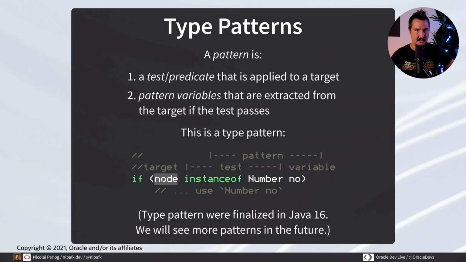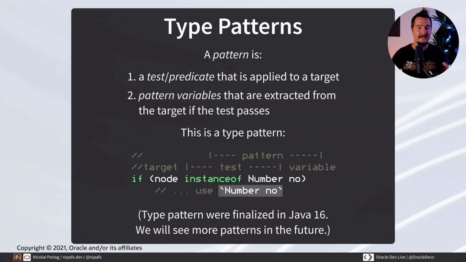So node is the target. We take node as a variable, as a target. We make this instanceof check. That's the test. It could be a number or it might not be a number. Two different outcomes. But if it is, we extract something from this variable. In this case, we get a new variable, which for a type pattern is the exact same instance. No is the same instance as node, but it's typed as a number. So now we can use no as a number down here, right?